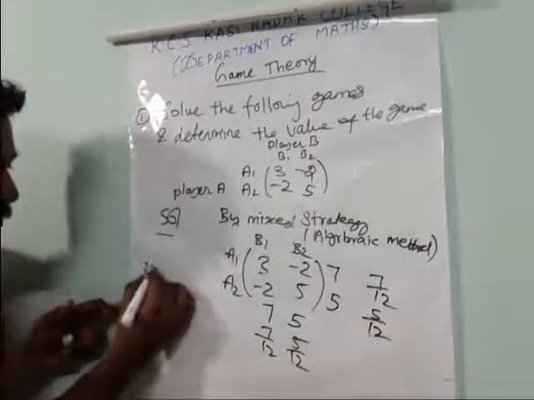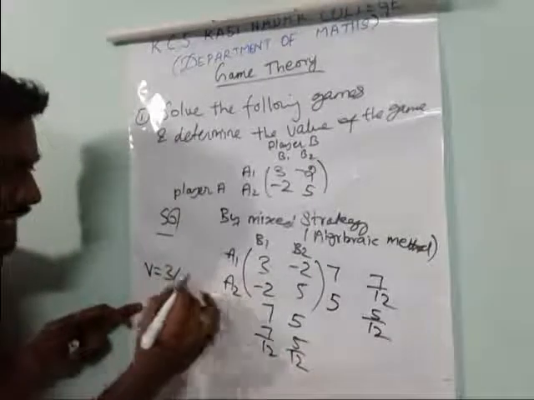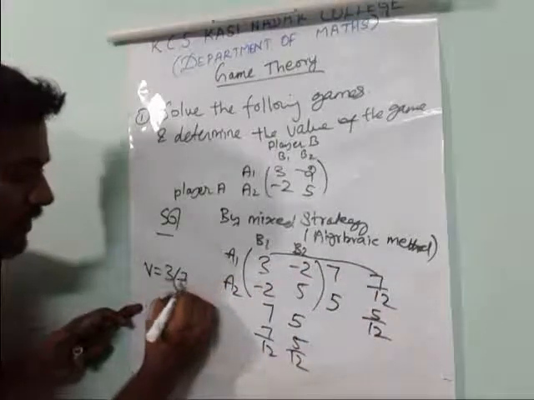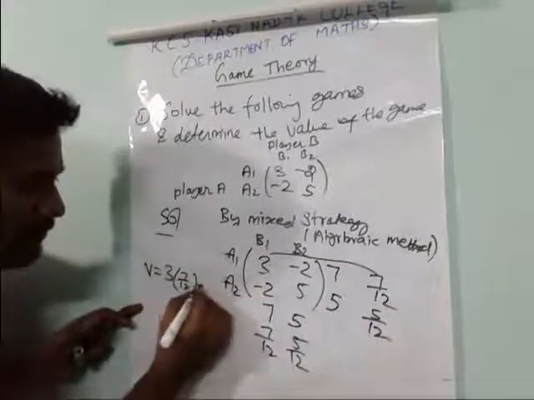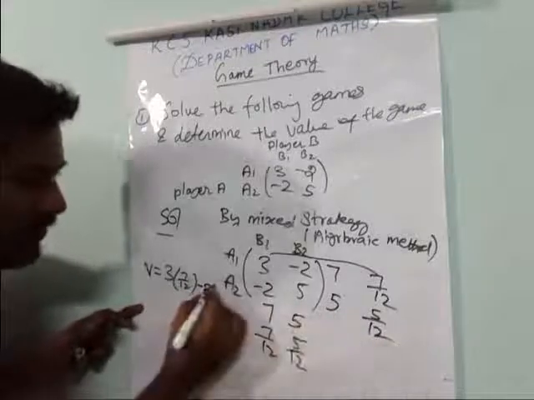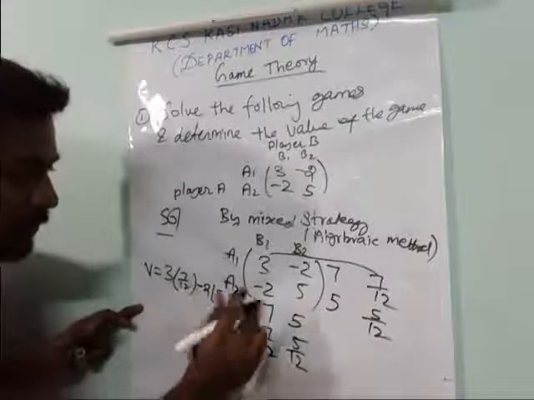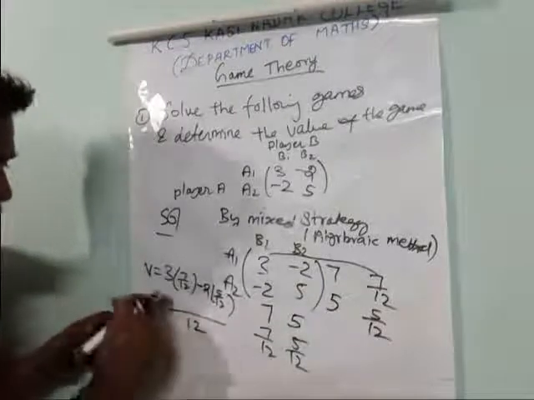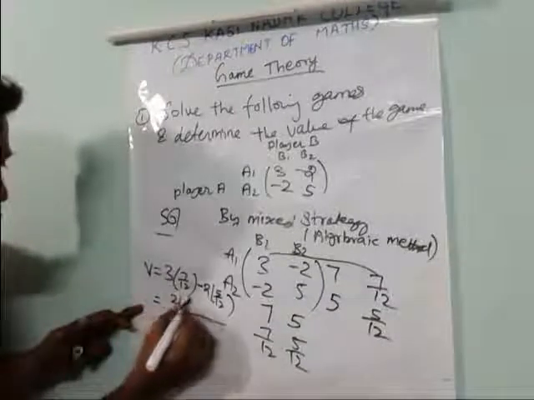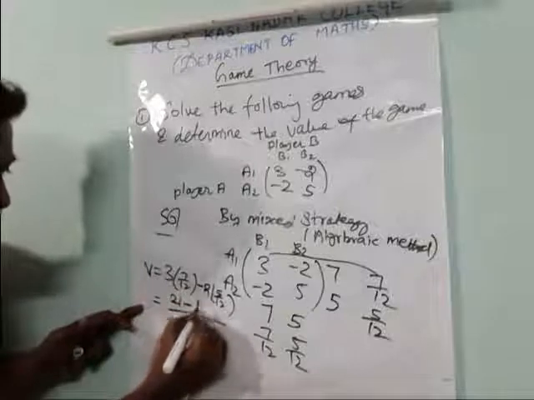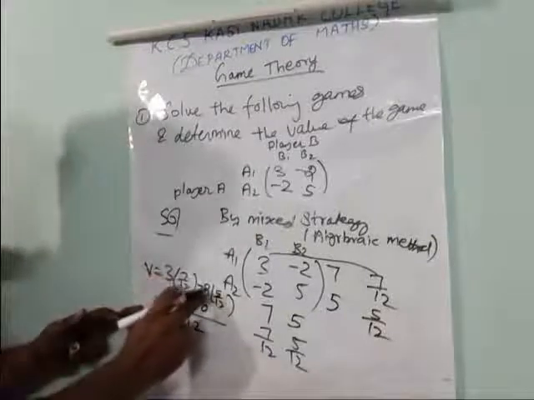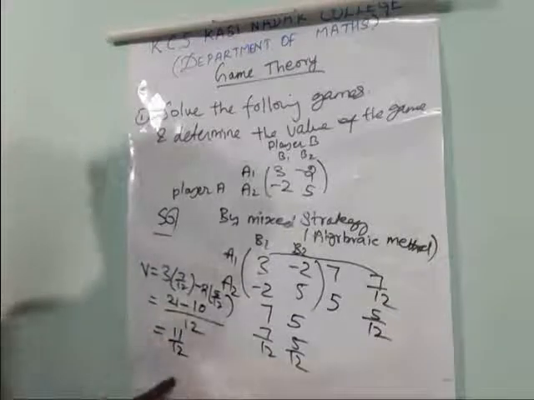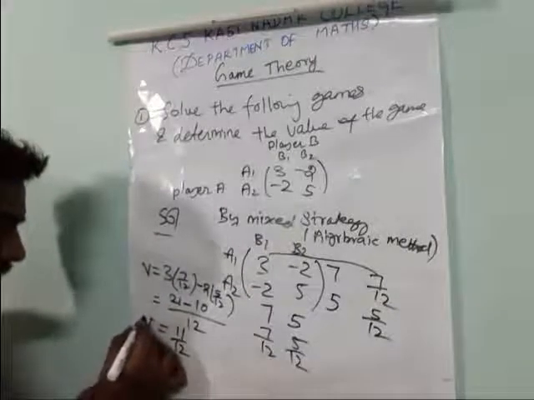Now V is equal to this: 3 into this number, 7 by 12. And what's the sign here? Minus 2, right? Minus 2 into 5 by 12. The denominator of both numbers is 12. So 3 into 7 is 21, minus 2 into 5 is 10. Now subtract, it's nothing but 11 by 12. So this is your value of the game. V is the value of the game.